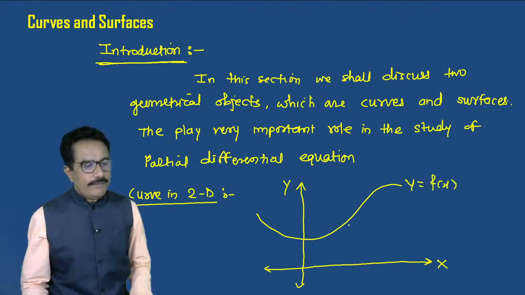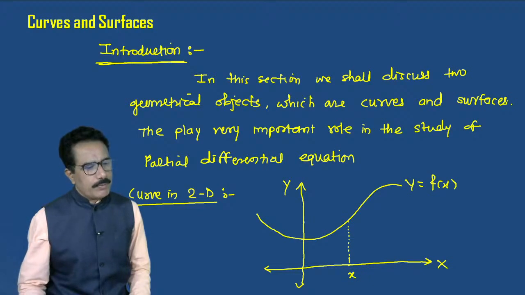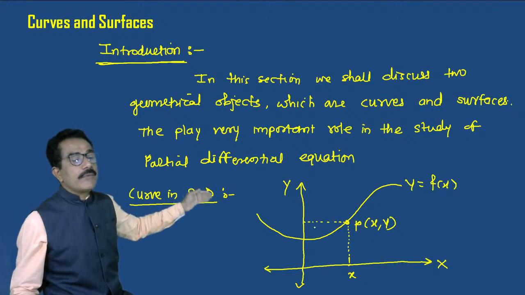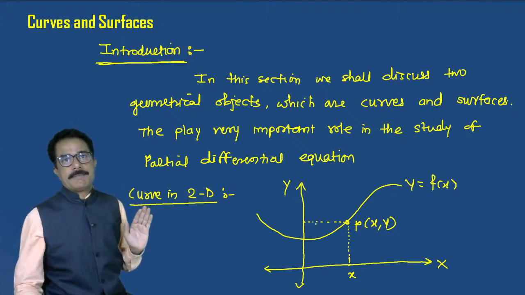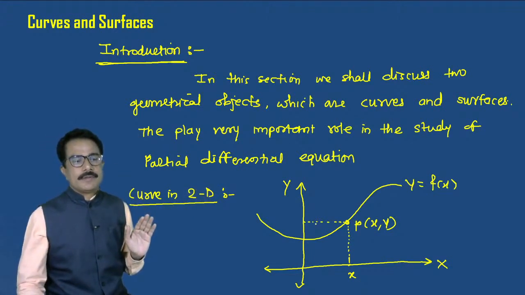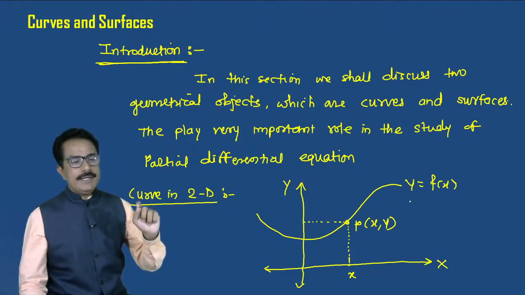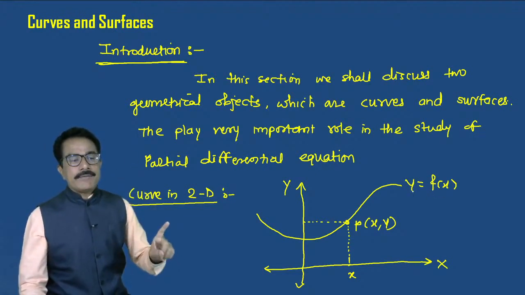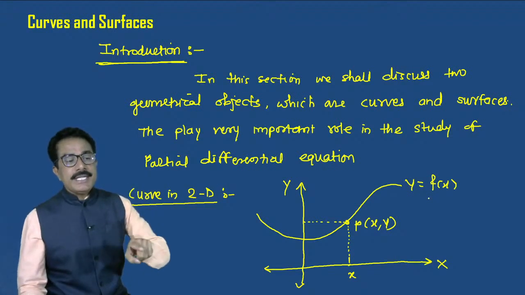This is called a function. Suppose this is x and this is y. P is any point on the curve. So in this case, this is called a curve in two-dimensional space. And here the function y is equal to f of x is such that y is a dependent variable and x is an independent variable.